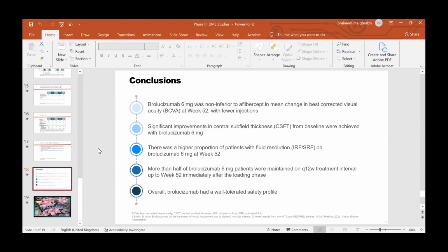There were no big issues or adverse side effects. In conclusion, brolucizumab 6 milligram was non-inferior to aflibercept in the mean change in the best corrected visual acuity. There was significant improvement in the central subfield thickness from baseline, achieved with the 6 milligram especially. There was a higher proportion of patients with fluid resolution, whether intraretinal fluid or subretinal fluid, on brolucizumab 6 milligram at week 52. More than half of the patients on the brolucizumab 6 milligram arm maintained on Q12 treatment interval up to week 52, immediately after the loading phase. And overall, brolucizumab had a well-tolerated safety profile.